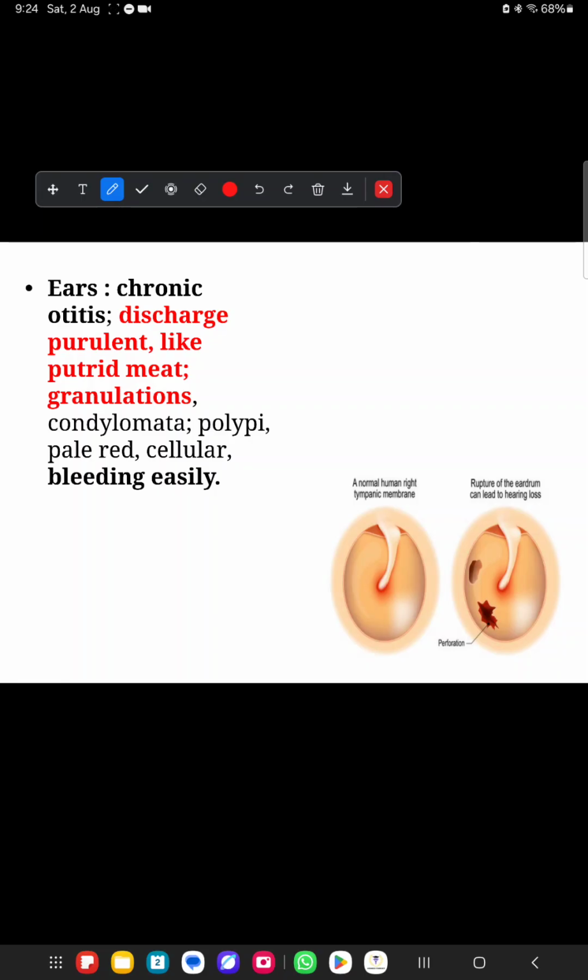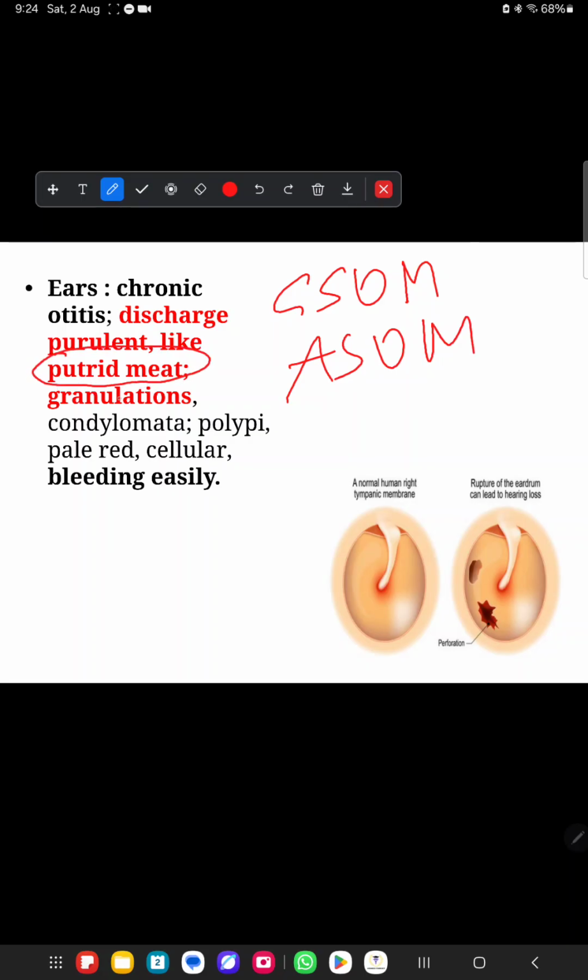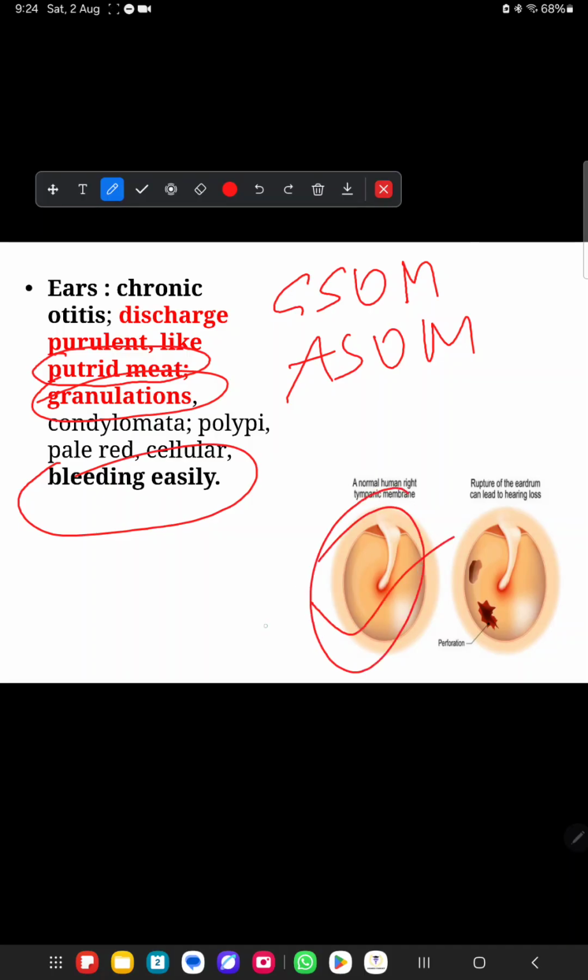Suppose the patient is coming to you and that patient is suffering from CSOM, chronic suppurative otitis media, and ASOM. You will find a putrid meat-like and granulation-like growth, and there will be bleeding. You can see this is the normal tympanic membrane, and here there is a rupture of the tympanic membrane. So there will be a discharge.